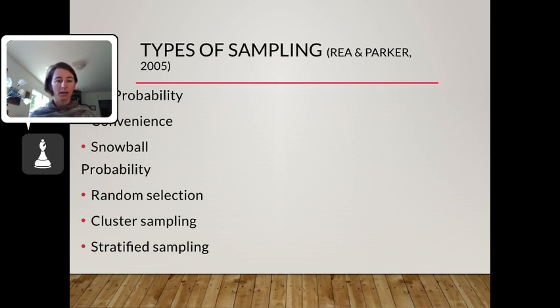Now, I'm going to talk about 5 different ways to sample. Most of these different ways to sample are drawn from this book by Rea and Parker, which is on survey methods. The reference for this book is in our syllabus. So if you'd like to cite any of this, you can cite Rea and Parker 2005, and the full reference is there. So we have 2 major categories of sampling: non-probability and probability.